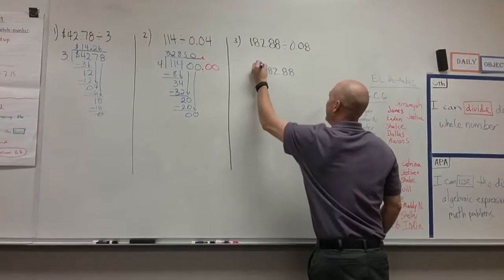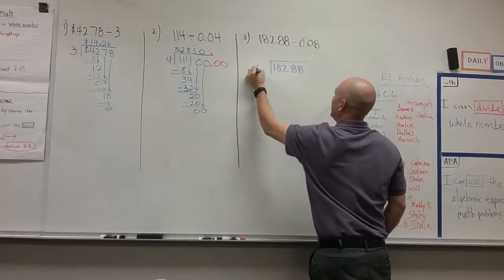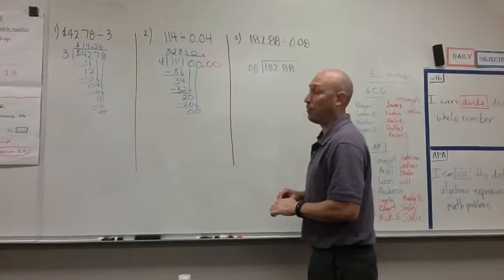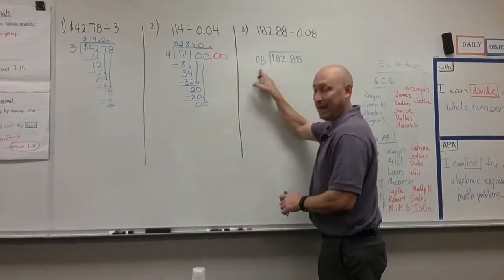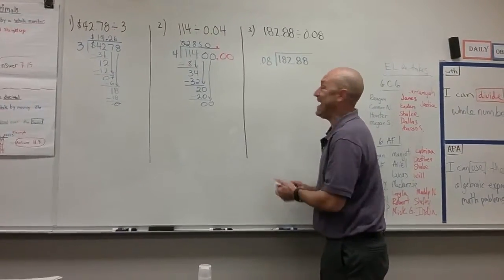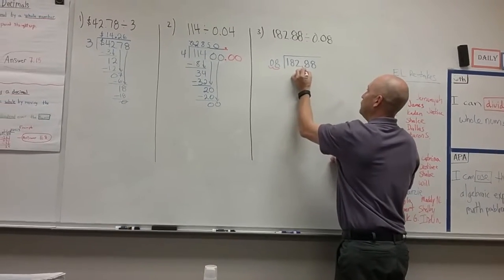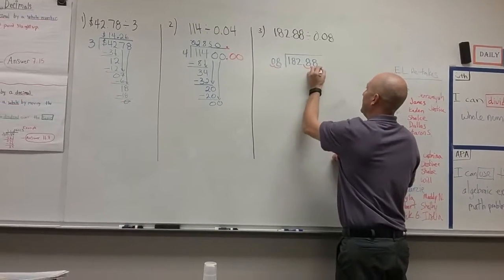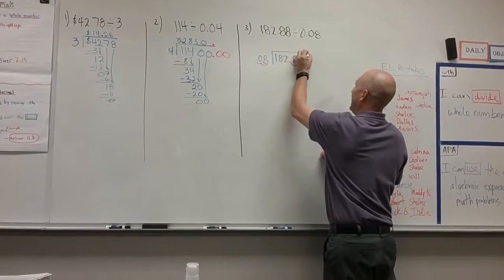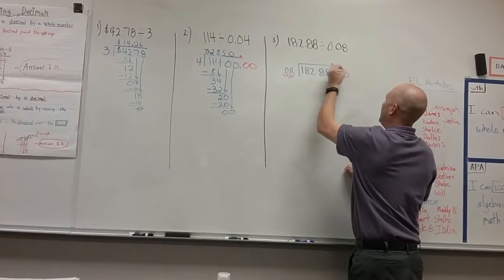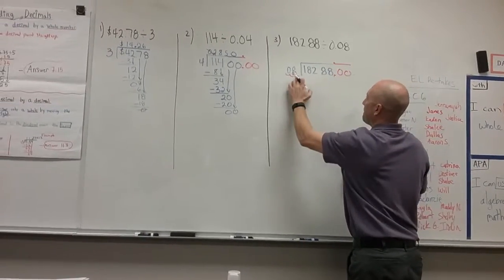182.88 divided by 0.08. Now I can see here that I have 2 decimal places in the divisor that I need to move over to make it 8. So I'm going to move that over twice. I'm going to move this over twice, put my decimal point in and up, and add a couple zeros at the end in case I need them.